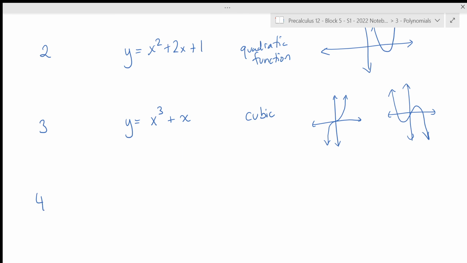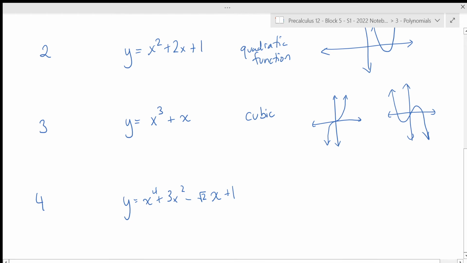So let's look at a degree 4 polynomial. Now this could be y equals x to the 4th plus 3x squared minus radical 2 times x plus 1. The coefficients here don't necessarily need to be whole numbers. They could be fractions, they could be radicals, they could be pi. It doesn't matter. They just have to be some real number. This 4th degree polynomial does have a name. We call it a quartic, but often we'll just say degree 4 polynomial. And for higher degree polynomials, we'll usually just call them degree 5, degree 6, degree 7.